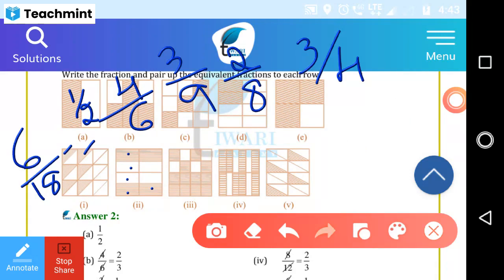Ma'am, 4/8. Yeah. 4/8. Very good. Mahantesh: 12 by 16. 12 by 16. Very good. Yes, Gargi.